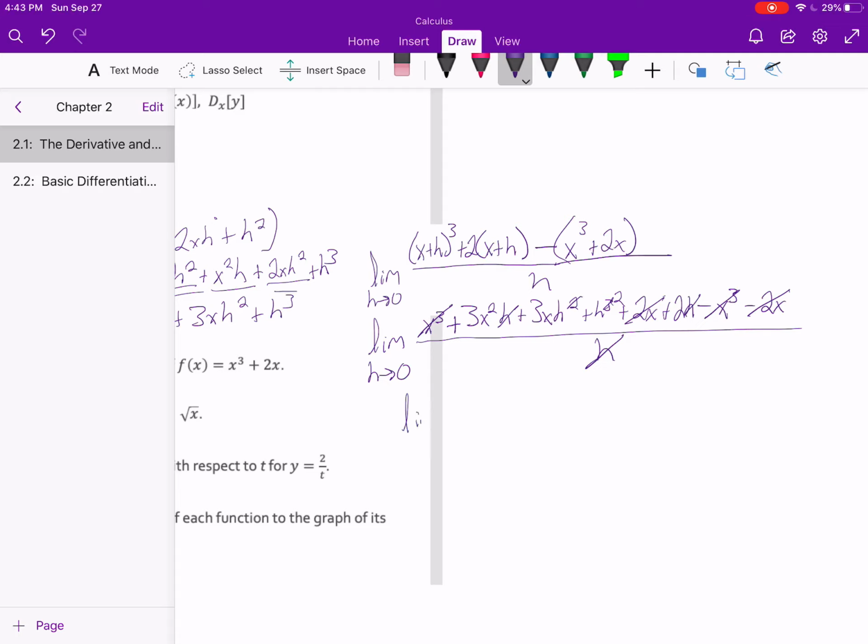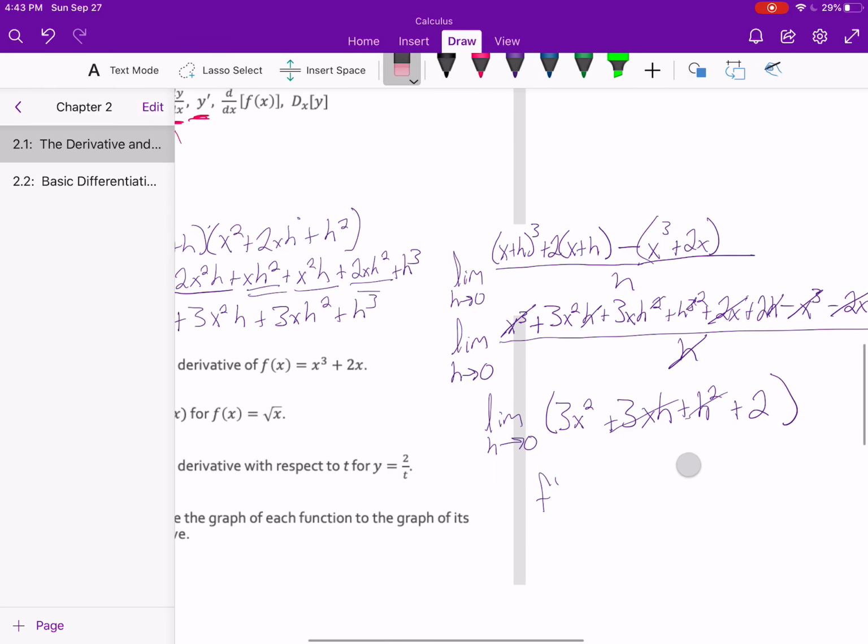So we're left with the limit as h approaches 0 of 3x squared plus 3xh plus h squared plus 2. When h approaches 0, when we do direct substitution, this will go away and this will go away. And we're left that f prime of x equals 3x squared plus 2. Please notice that these might take a little bit longer than you want, but I promise I will show you a shortcut next time.